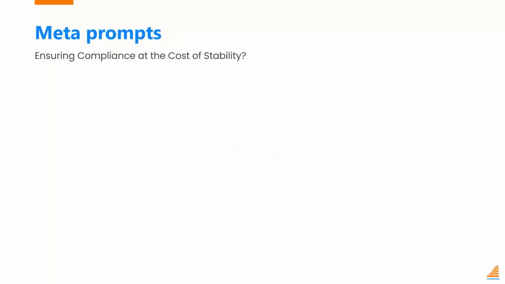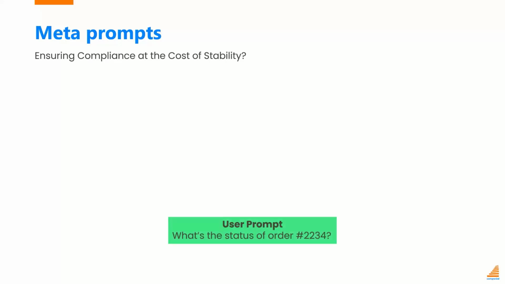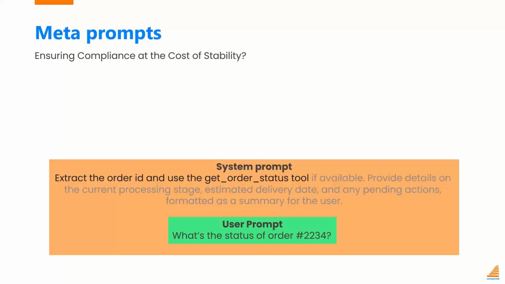And then there's also a third actor, which you might not think about initially. Microsoft. Microsoft can break your prompts as well. Right now, you already know what a user prompt is. The question that the user types into the chat box. What's the status of the order 2234? And you know what the system prompt is. That's what we've been talking about today. Extract the order ID, use the get order status tool.